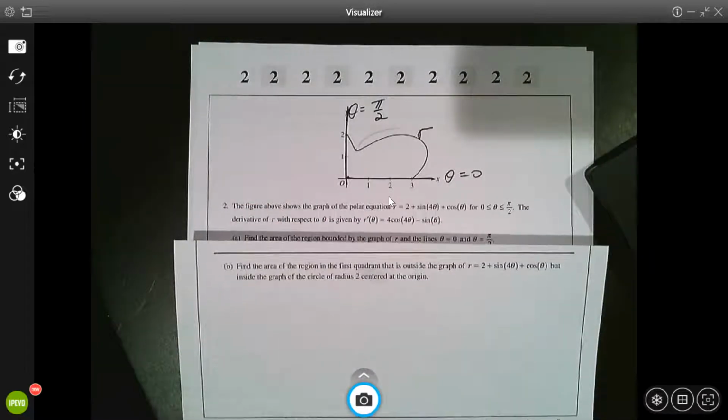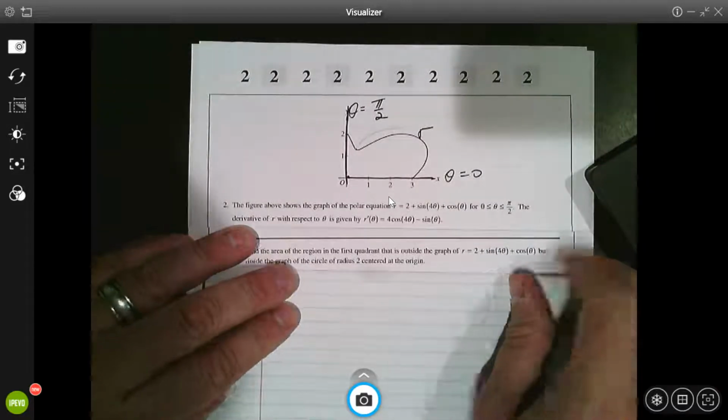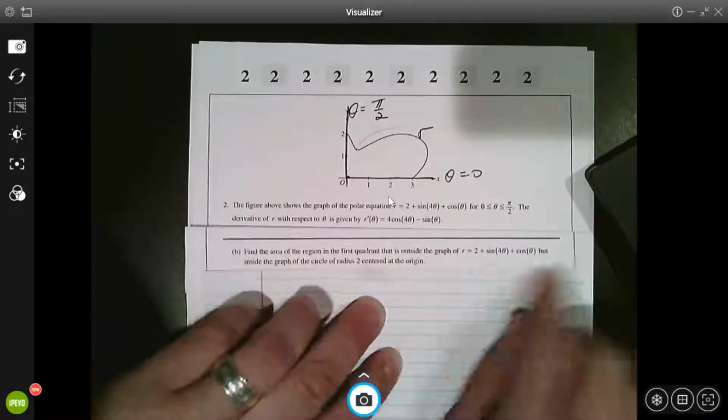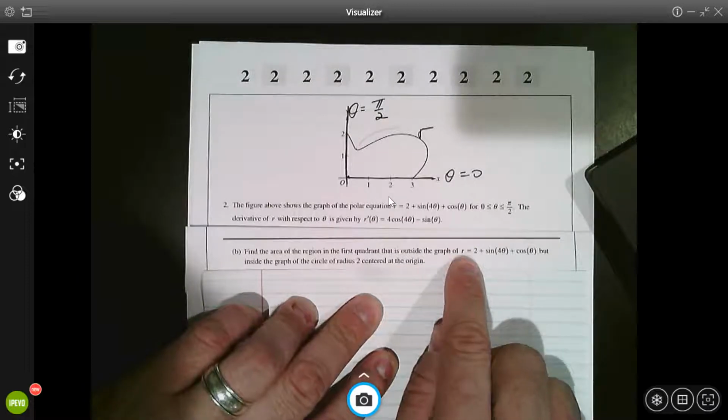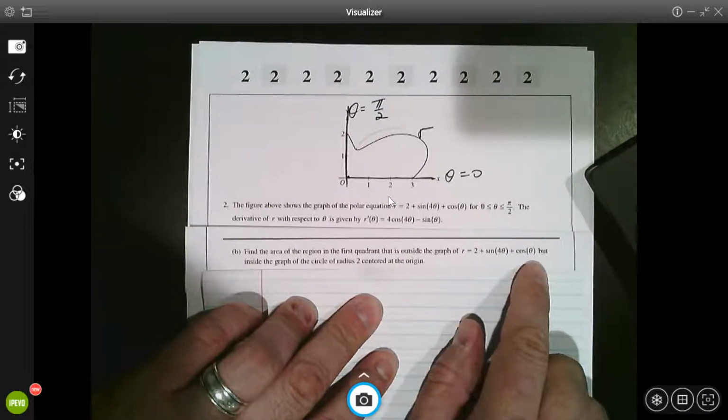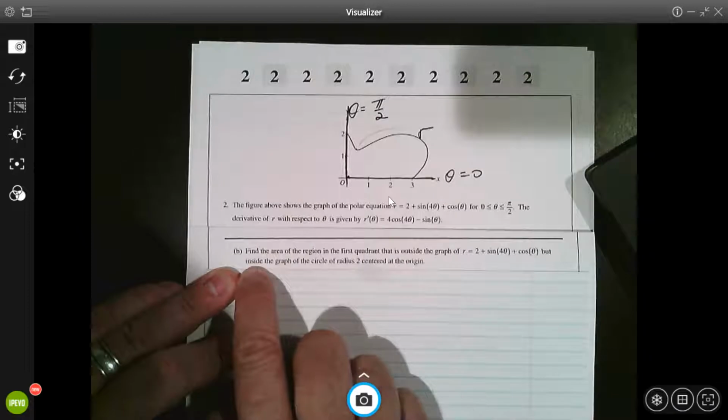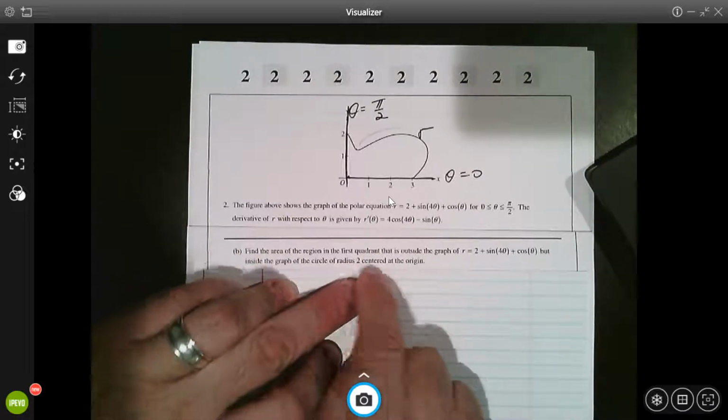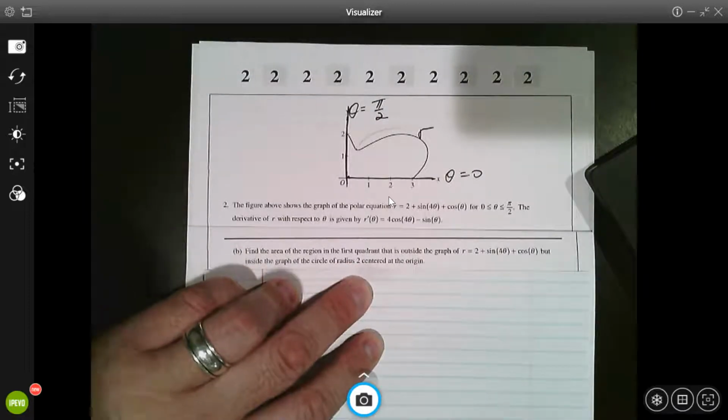In part B, now they're asking us to find the area of the region that's in the first quadrant that is outside the graph r equals 2 plus sine 4 theta plus cosine theta but inside the graph of the circle of radius 2 centered at the origin.